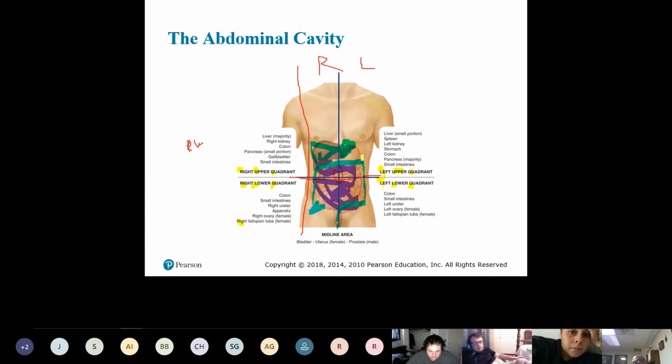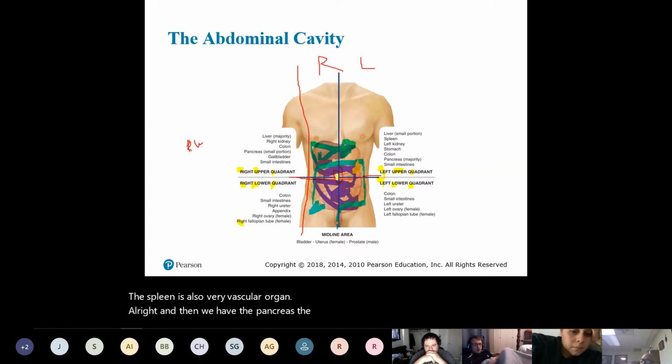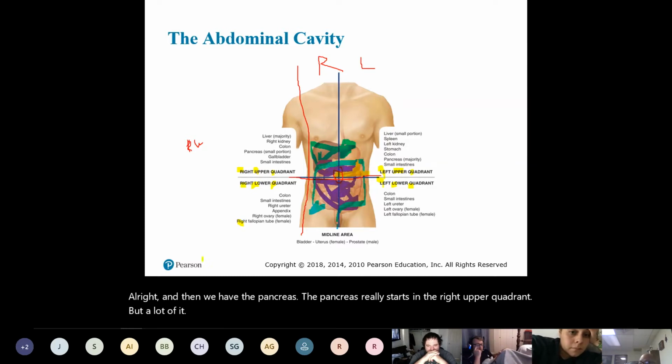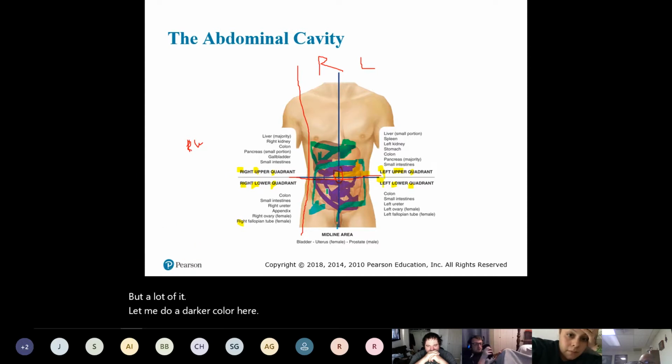All right. Underneath the stomach, we also have the spleen. The spleen is also a very vascular organ. All right, and then we have the pancreas. The pancreas really starts in the right upper quadrant, but most of it is located in the left upper quadrant.